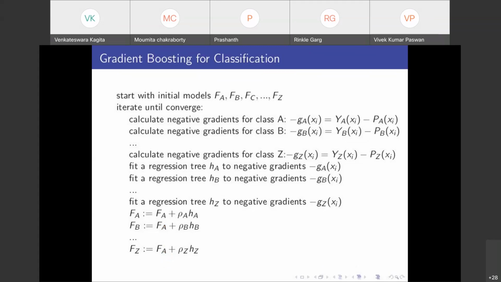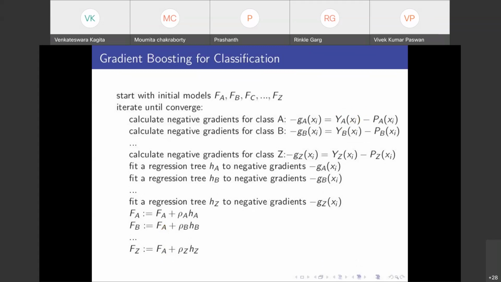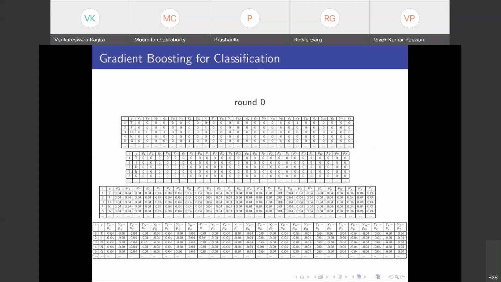Right. So if you see, this negative gradient is equivalent to the residual part, y of xi minus p of xi. All right, so you'll see the example. At round 0, these are the labels y. I'm not sure whether you could see this or not, but if you could not see, please zoom in. So these are the y labels: T, I, D, N, G.